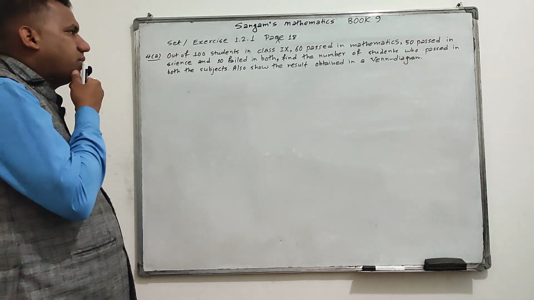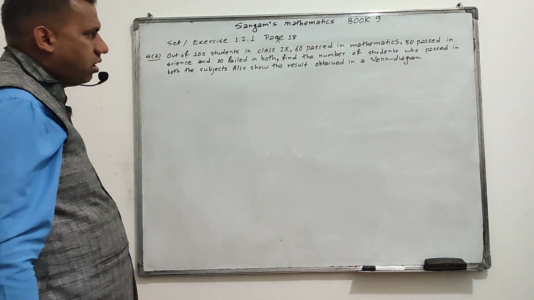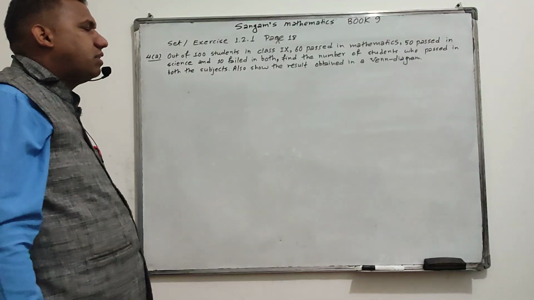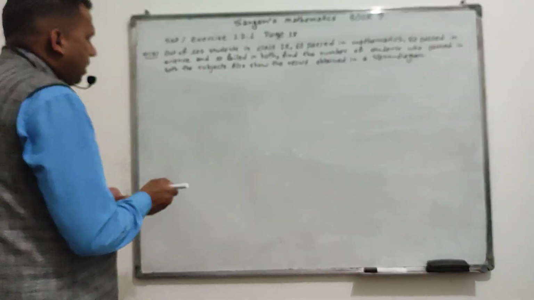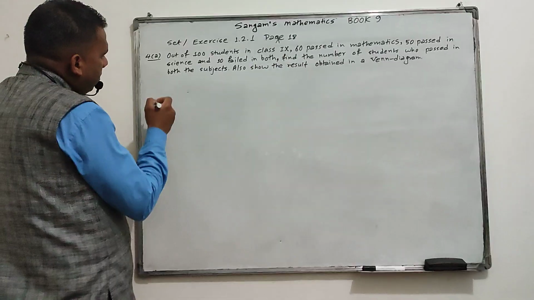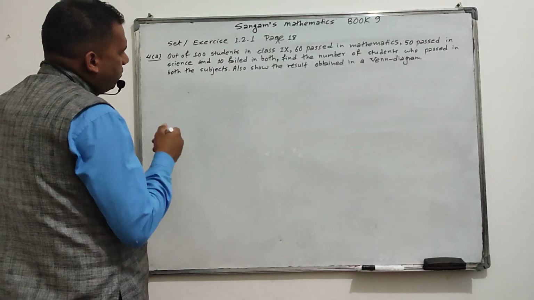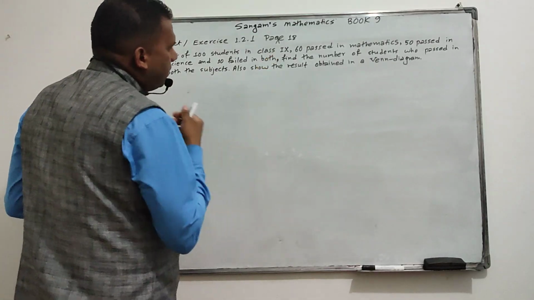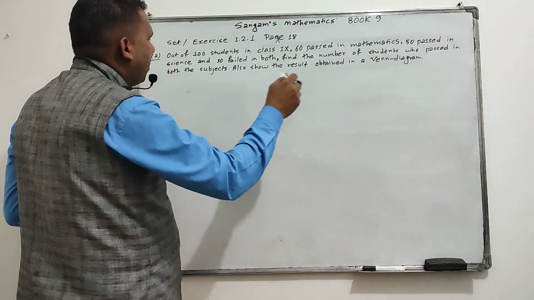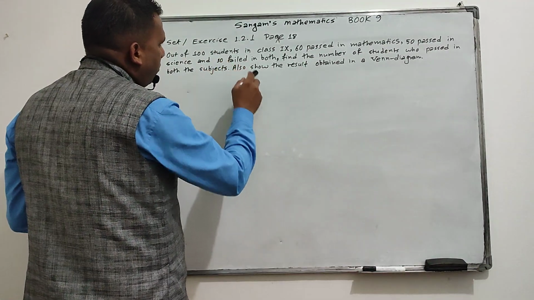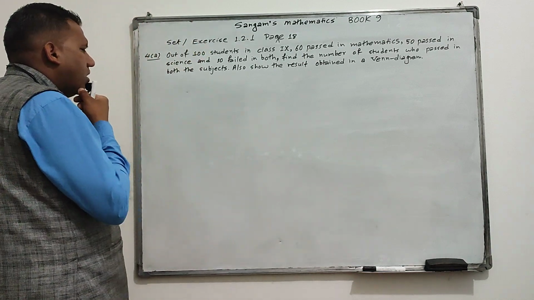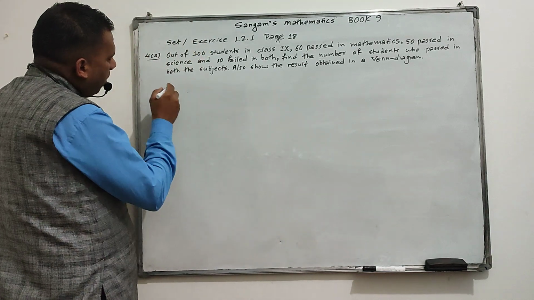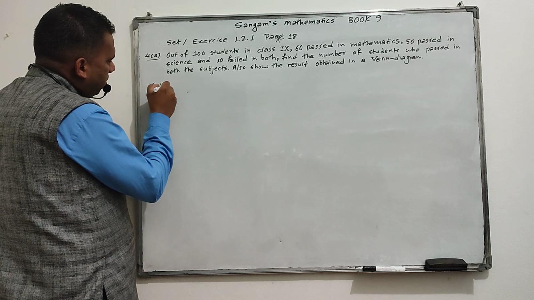Today we will start a question from Class 9, Sangam's Mathematics, page number 18, question number 4a. Now, this question is: out of 100 students in class 9, 60 pass in mathematics, 50 pass in science and 10 fail in both. Find the number of students who passed in both the subjects. Now, let us do its solution.